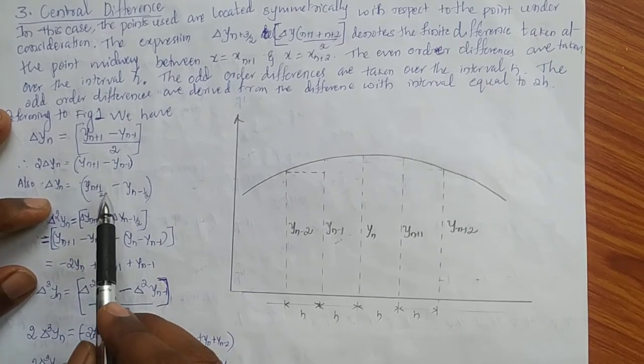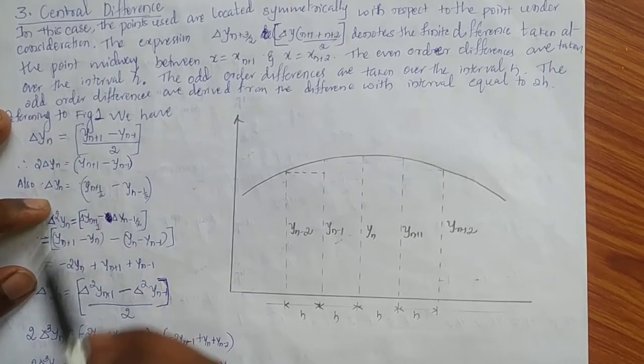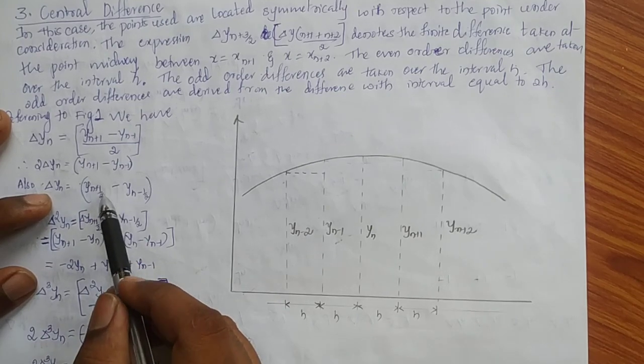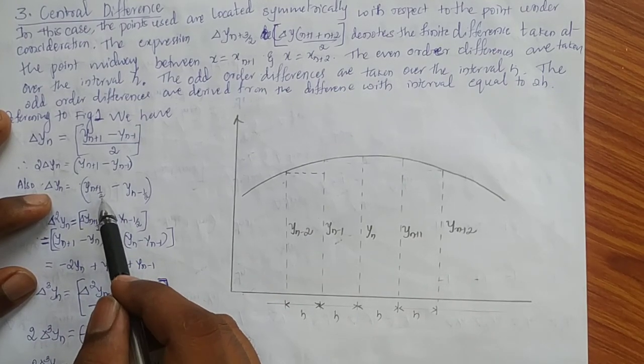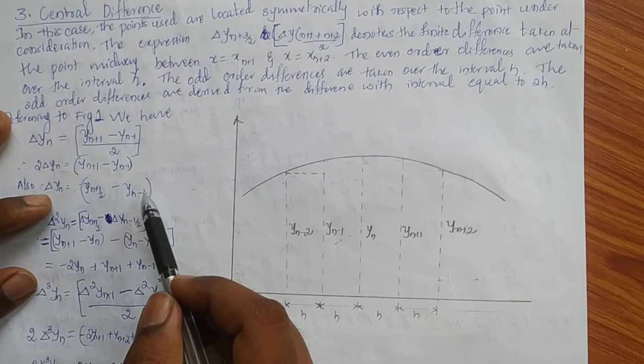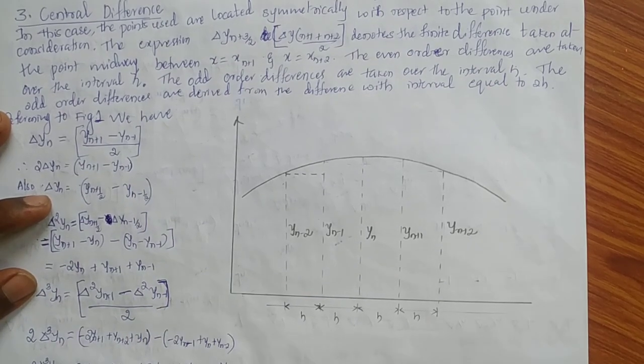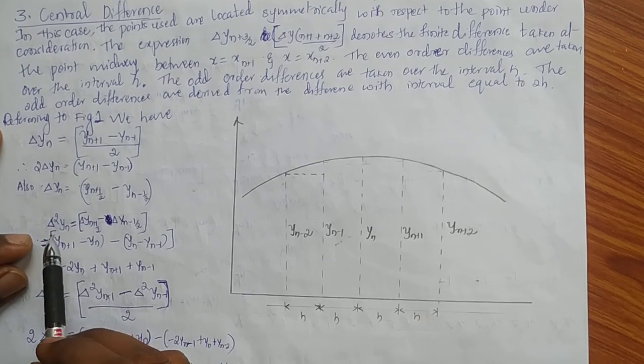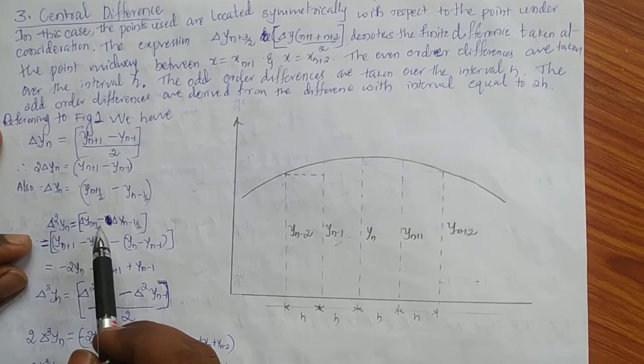So you can write this as delta yn is equal to delta y at n plus 1/2 minus delta y at n minus 1/2. You can write that way also. Okay. Next, let us consider the second order derivative.